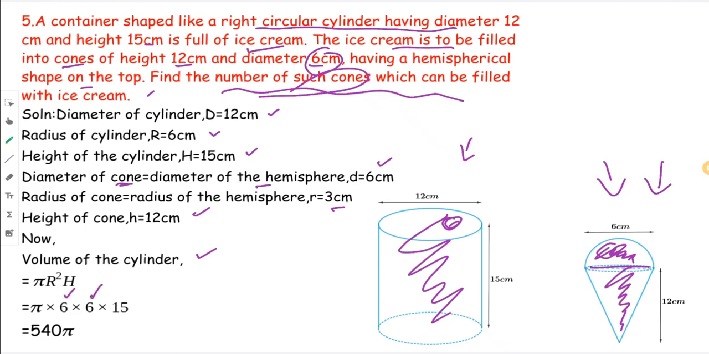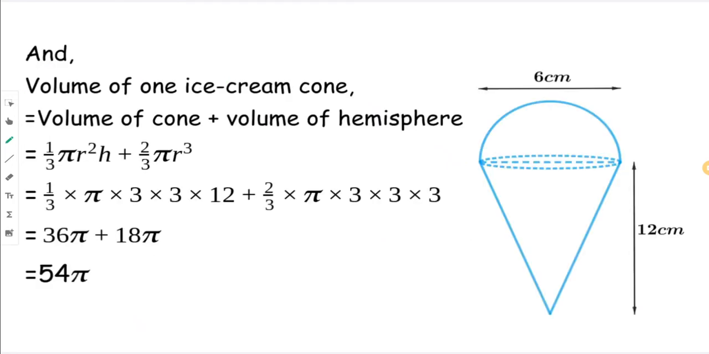So I'm writing down 6, and then height is 15. So multiply 6 into 6 into 15, we're going to get 540 pi. Just leave it as it is, okay? We'll be able to divide it later on. All right, now let's also find the volume of one ice cream cone.